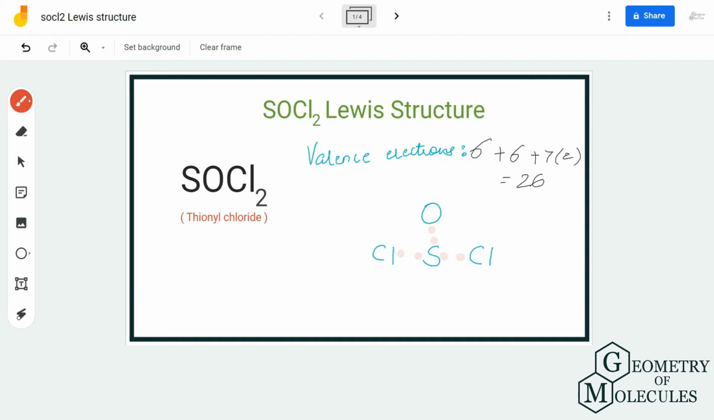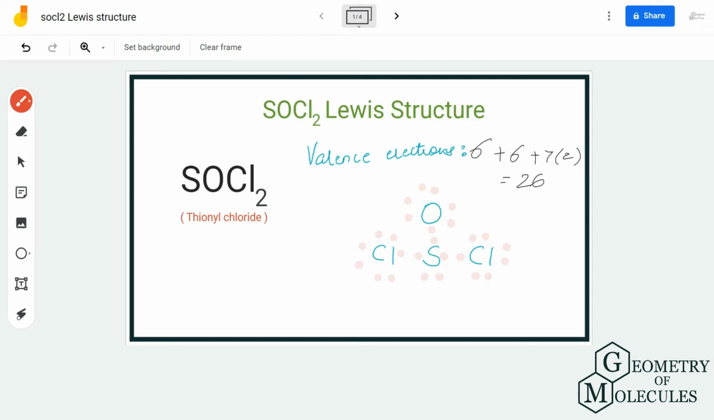The remaining electrons will be placed around atoms to complete their octets. Here you can see that all the chlorine and oxygen atoms have 2 valence electrons and just need 6 more. So we are going to place 6 valence electrons around both the chlorine and oxygen atoms, and then we will be left with 2 valence electrons which will be placed on the sulfur atom.